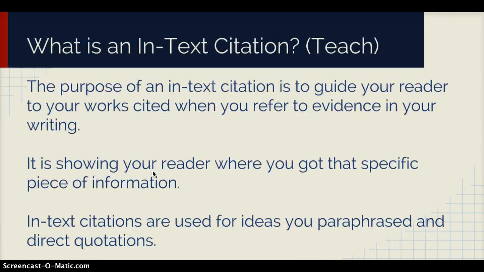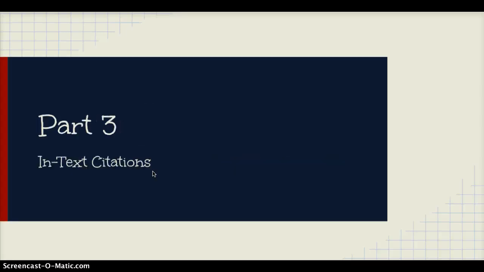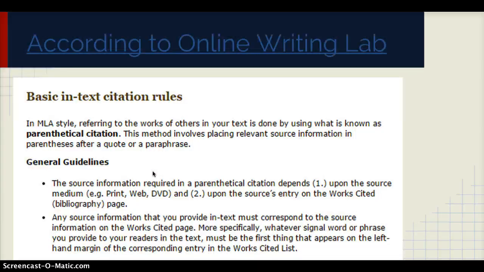General guidelines, whoa, sorry. Goodness. Here we are. Okay, general guidelines. The source information required in a parenthetical citation depends upon the source and then where it is on the bibliography page. This is really the key here. Any source of information that you provide in text needs to correspond to what you put on your works cited page. Okay, so here it is. The signal word or phrase you provide to the readers in text should be the first thing that appears on the left-hand margin of the corresponding entry of the works cited list.